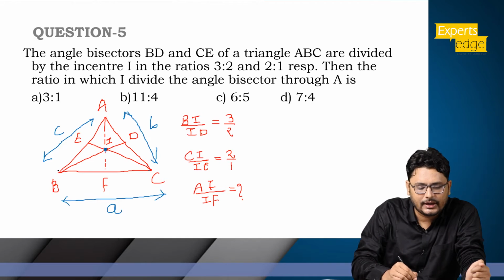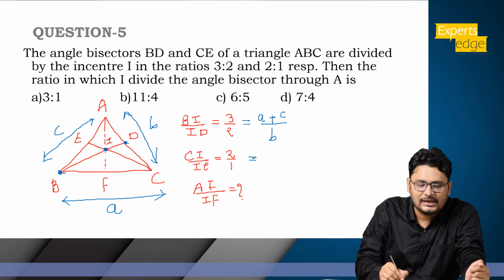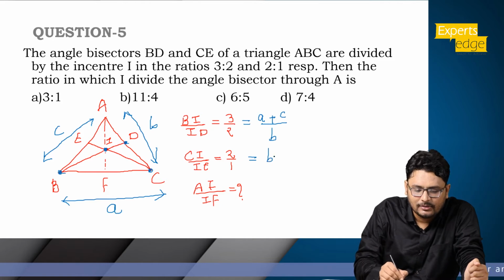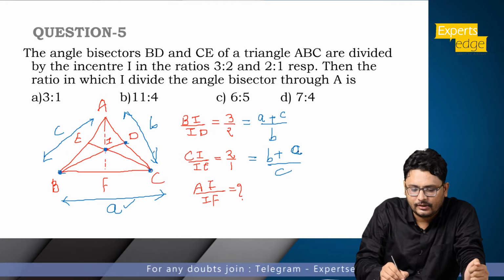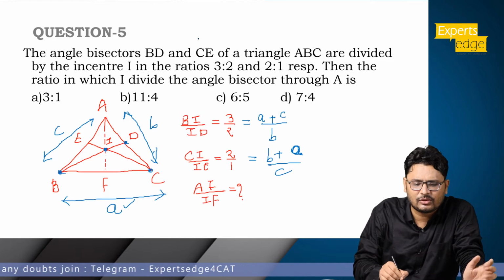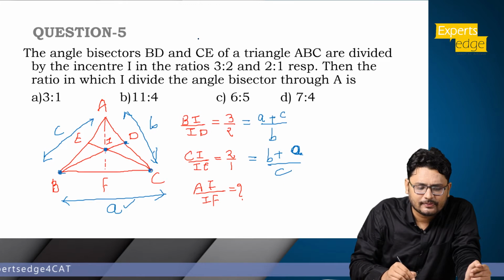BI by ID, it would be nothing but addition of A plus C by B, right? Similarly CI by IE will be B plus A by C. Okay, now very interesting point to note here is, अब इसको हम जल्दी से कैसे करेंगे? Don't go by that variable and those things, right?